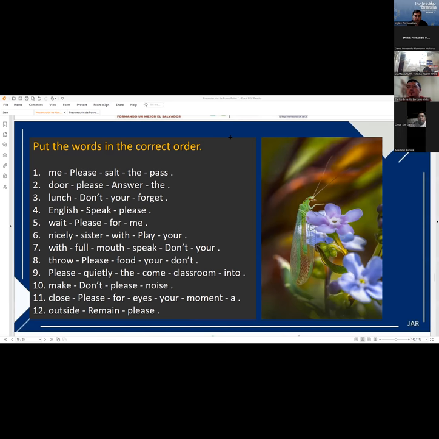Play with your sister nicely. Don't speak with your mouth full. Please don't throw your food. Number 9, please come into the classroom quietly. Number 10, don't make noise, please. Number 11, please close your eyes for a moment. Number 12, remain outside, please. That would be the order.